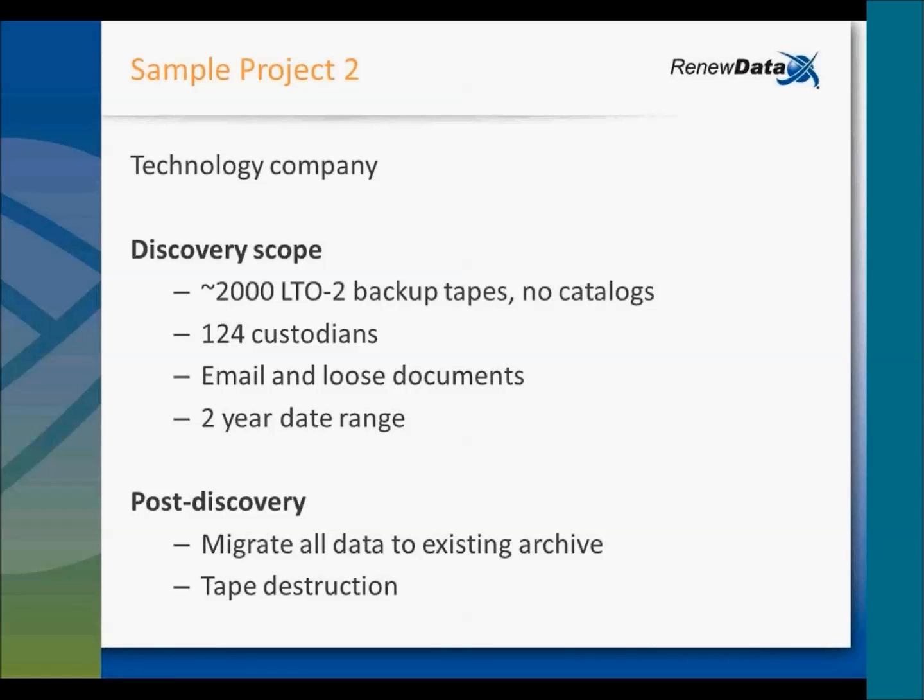Okay, we have 10 minutes, so let's run through this one fairly quickly. Sample Project 2, this was a large technology company, 2,000 LTO backup tapes. Again, they did not have really strong catalogs on these tapes. There were 124 custodians. They were targeting email and loose documents over a 2-year date range.